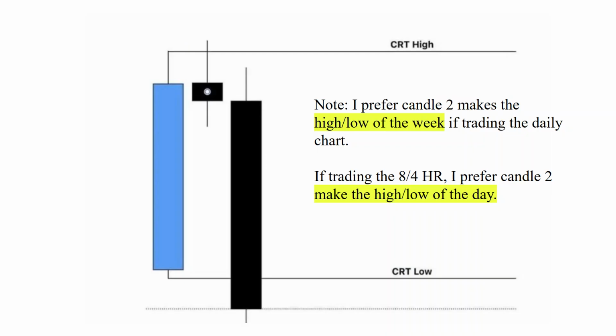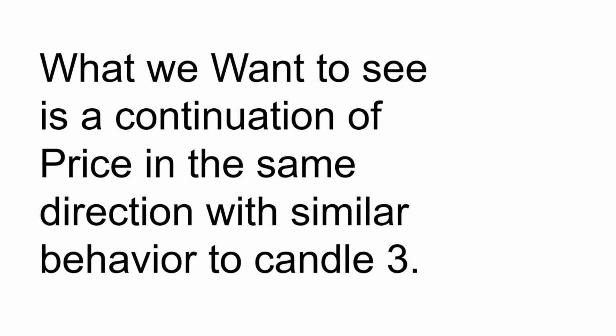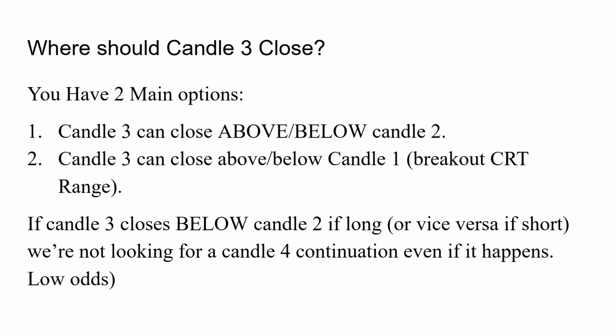I don't just trade random candle 2s. I like to require that candle 2 makes the high or low of the day or the week. Okay, so now that that's out of the way, let's keep going. What we want to see is a continuation of price in the same direction with similar behavior to candle 3. Now, where should candle 3 close?